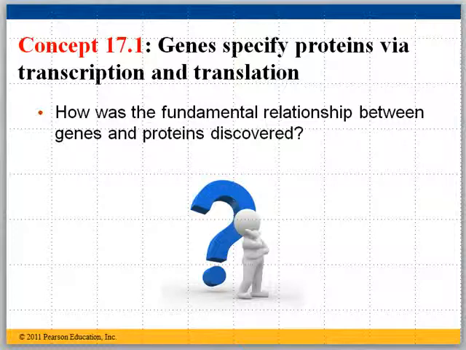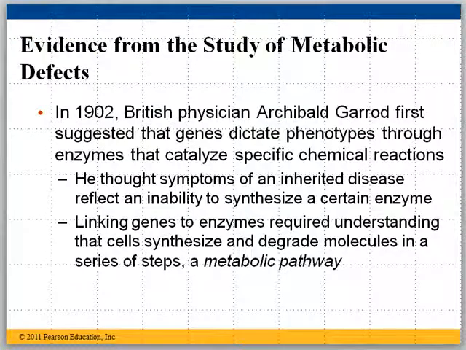get your final product. Like we've done in some previous chapters, we want to start with a little bit of background or history. So how was this fundamental relationship between genes and proteins first discovered? Way back in the early 1900s, in 1902, there was a British physician, medical doctor, Archibald Garrod.